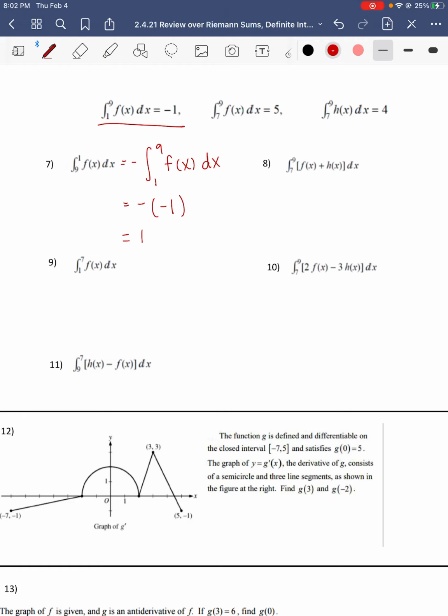Okay, for 8, we're going to split this up into 2 different integrals. So it's going to be the integral from 7 to 9 of f of x plus the integral from 7 to 9 of h of x dx. Then we just use the information they gave us. So for f of x, it's going to be equal to 5. For h of x, it's going to be equal to 4. So our answer would just be 9.